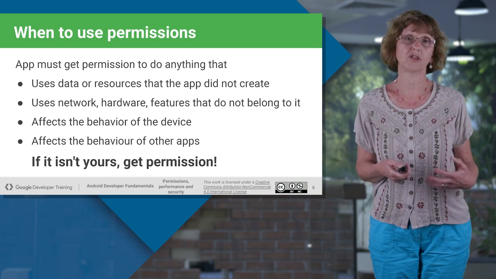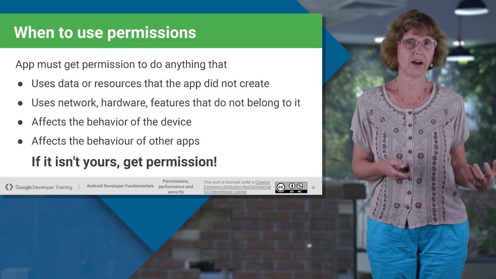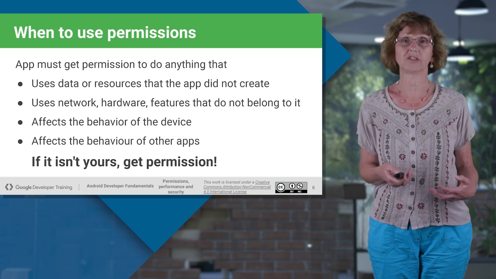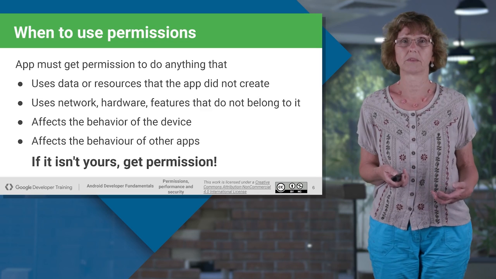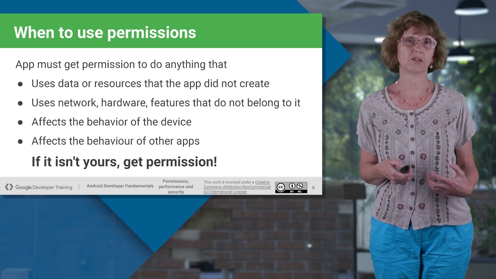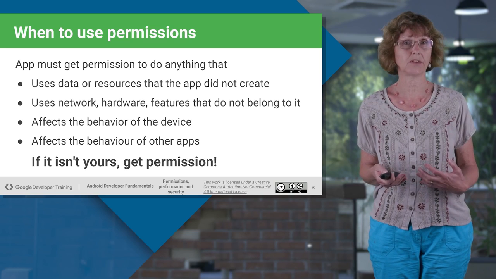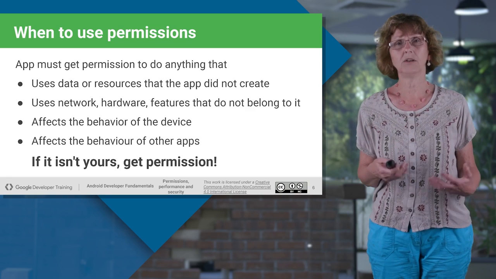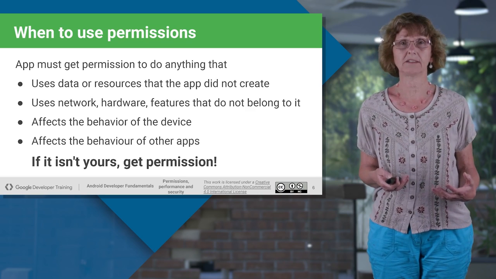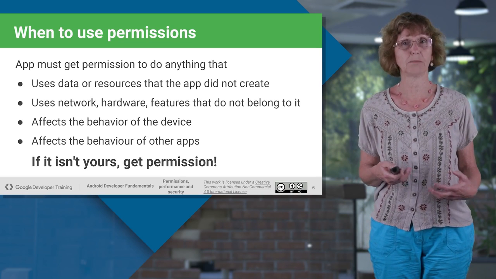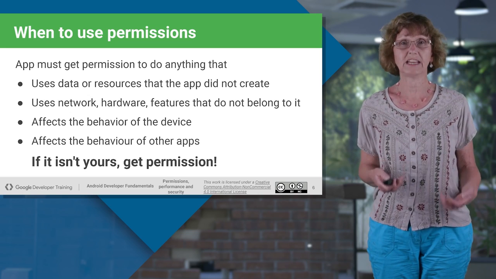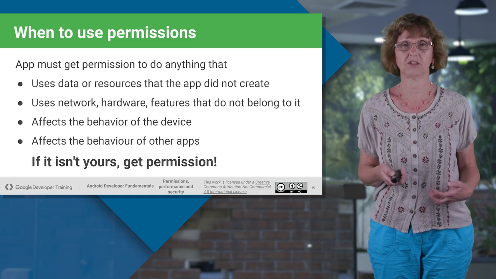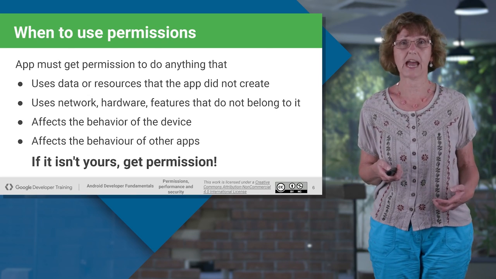The app needs permission to use hardware on the device, like the camera. The camera doesn't belong to the app, or any features that don't belong to the app. So the app needs to ask permission to do anything that affects the behavior of the device or affects the behavior of other apps. And all this is common sense. It's just like hopefully your parents always told you, if it isn't yours, get permission. Don't just take and use something that isn't yours. And this applies to apps as well.